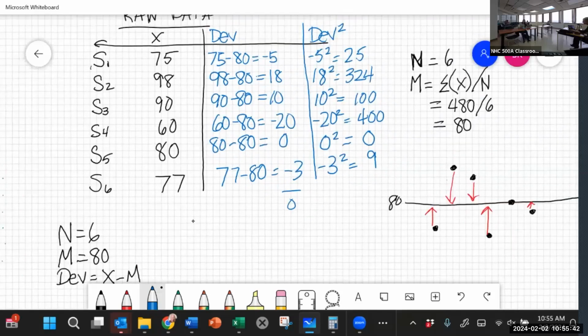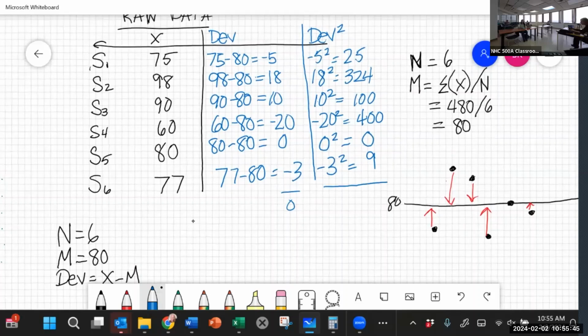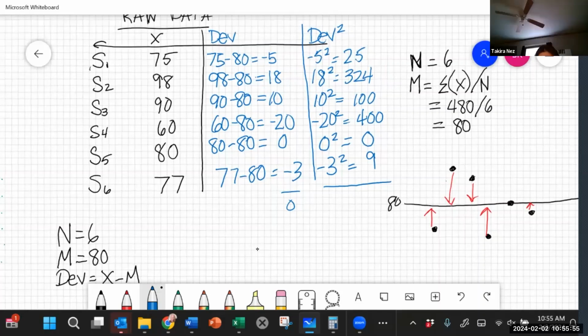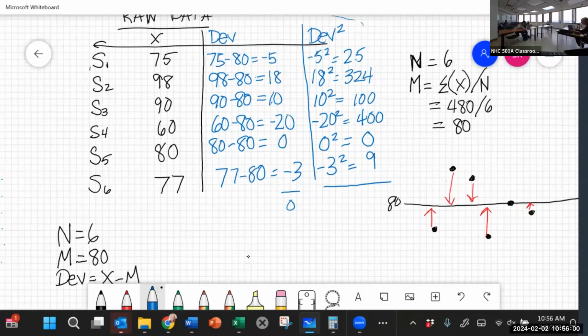Does anyone happen to know what our next step is? Do you remember, even though we've only had just one example, do you remember what we have to do next? Divide by n. We have to figure out the average of these squared deviations, right? So the first thing we do is we figure out the sum of the squared deviations, and we're going to call it SS. SS equals sum of squared deviations.